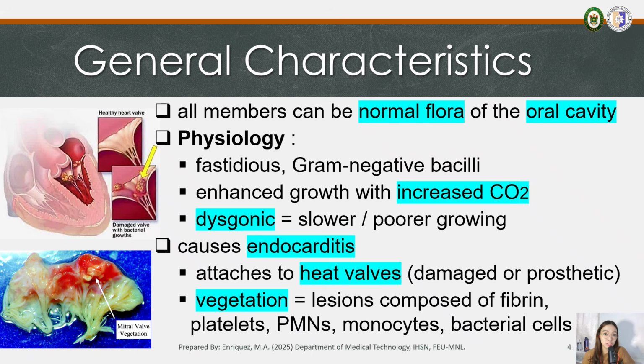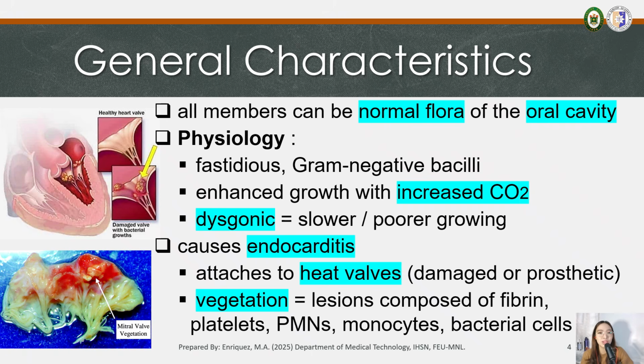All HACEK members are gram-negative bacilli that are fastidious, and their growth is enhanced with increased carbon dioxide, especially members of the genus Cardiobacterium. So sila po ay capnophilic. They have also been described as dysgonic, which means they grow much slower or they don't grow very well. They're known as causative agents of endocarditis because they're very much attracted to heart valves.